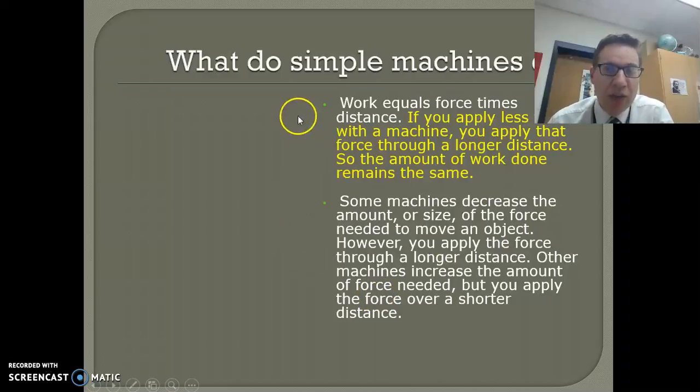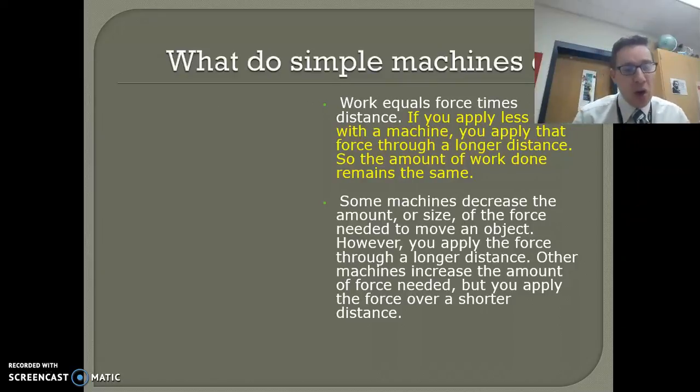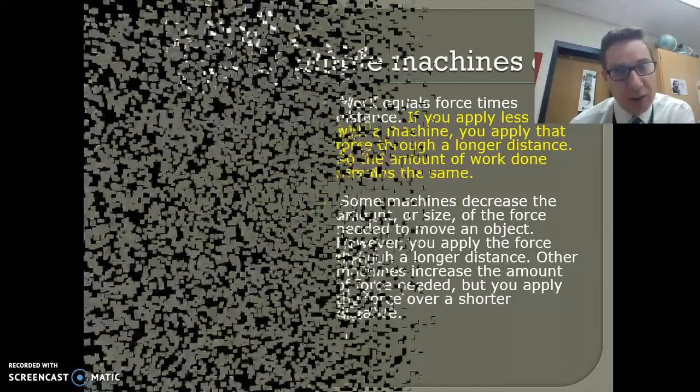So I always try to use the example of a ramp, or when you're loading a truck. When you load the truck, if you pick the box and put it directly on the truck, it takes a lot of force, but you do it over a short distance. Or you could take that same box or object and put a ramp on the truck and slide it up the ramp. When you slide it up the ramp, it takes less force. It's easier to do, but you have to do it over a longer distance. So simple machines make work easier. They don't make less work.